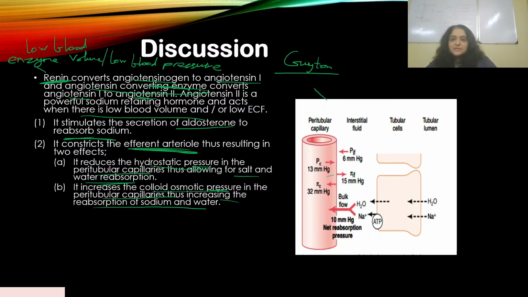This is the hydrostatic pressure of the peritubular capillaries. Clearly it is not allowing reabsorption to happen, so it is opposing the reabsorption. This is the blood colloid osmotic pressure, which is promoting the reabsorption. This is the hydrostatic pressure of the interstitial fluid, which is also allowing reabsorption to happen, so it is favoring reabsorption, and this is opposing the reabsorption. So we have understood that these four forces are acting.